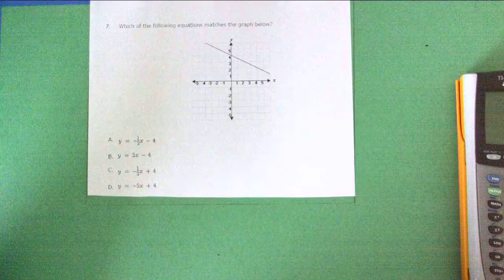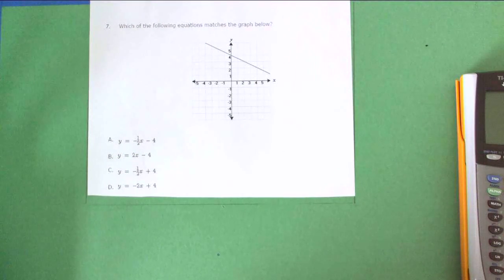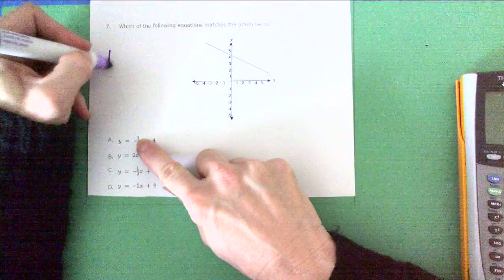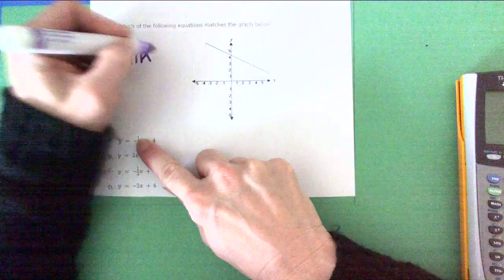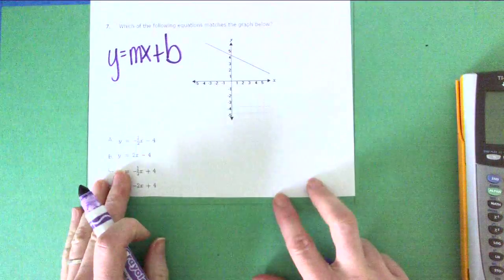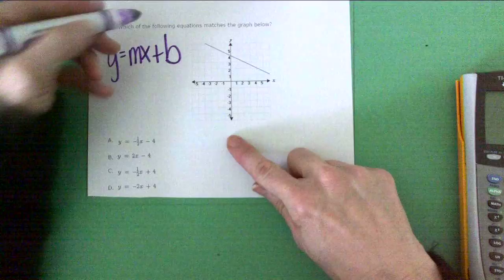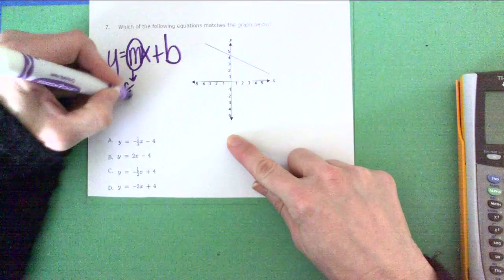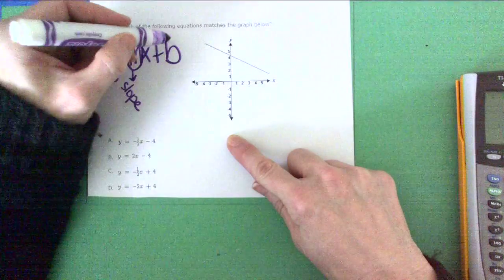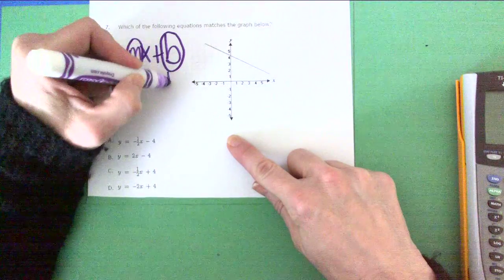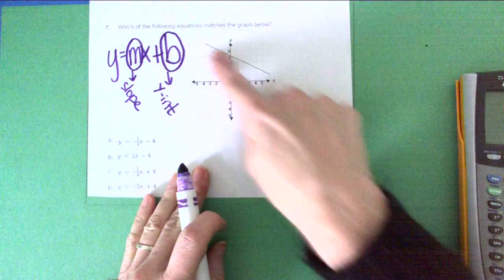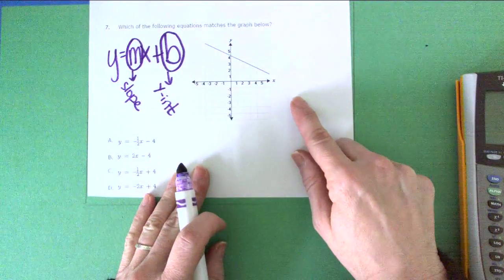I love Question 7 because it's so straightforward. You don't have to do much of anything here other than know some key points about linear functions. Let's start with y equals mx plus b. In the equation y equals mx plus b, we know that m is the slope, or the rise over run, and we know that b is the y-intercept. So if we can pull these things off of this graph, we're going to have the equation of our line.